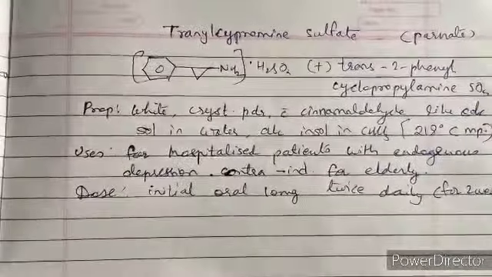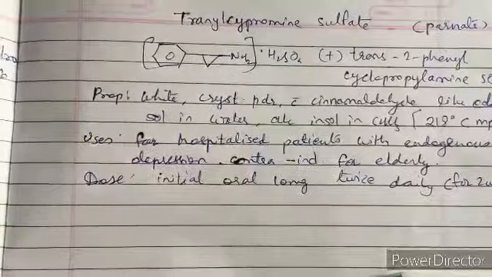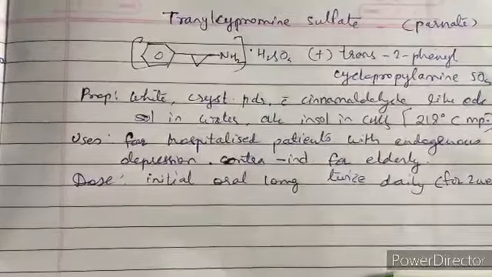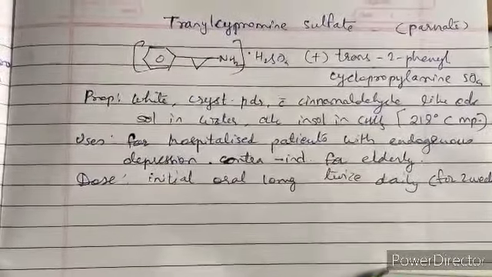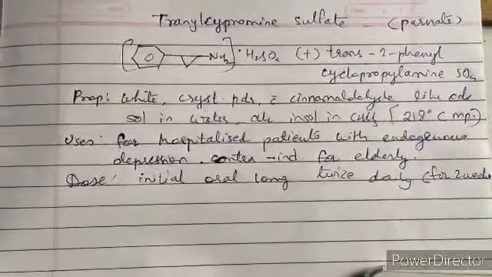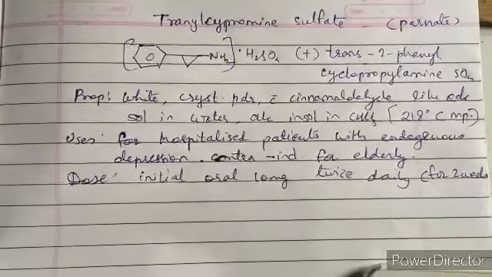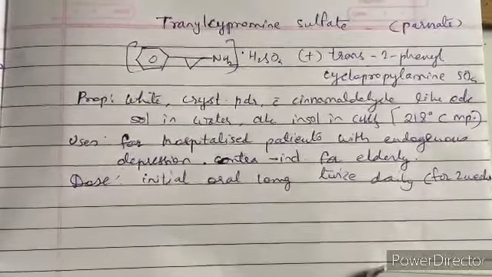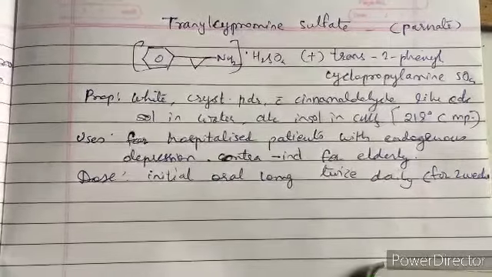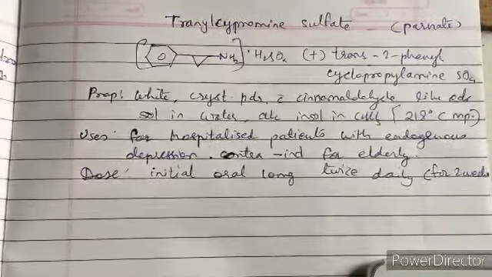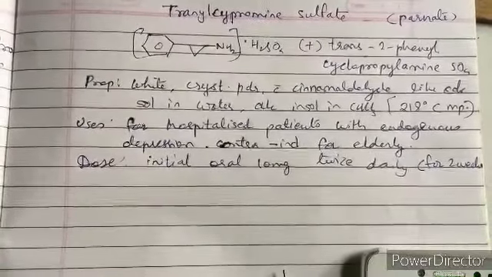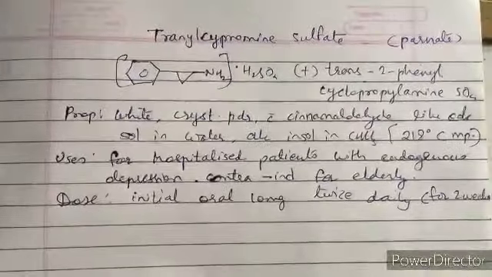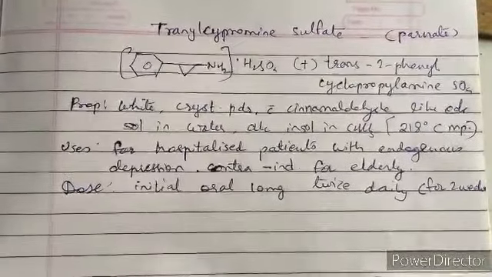And the last compound of this class is tranylcypromine. You can see the structure. It is (±)-trans-2-phenylcyclopropylamine sulfate. The brand name is Parnate. Available as a white crystalline powder with a cinnamaldehyde-like odor, soluble in water and alcohol, insoluble in chloroform, melting point 218. Used for hospitalized patients with endogenous depression, contraindicated for elderly people. The dosage: initial dose of 100 mg twice daily for 2 weeks.